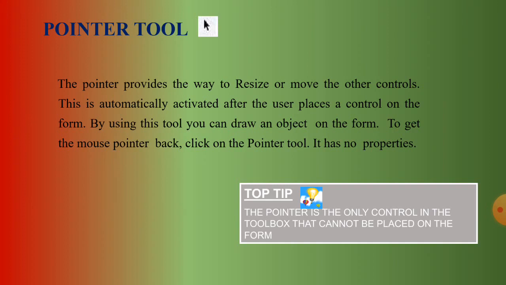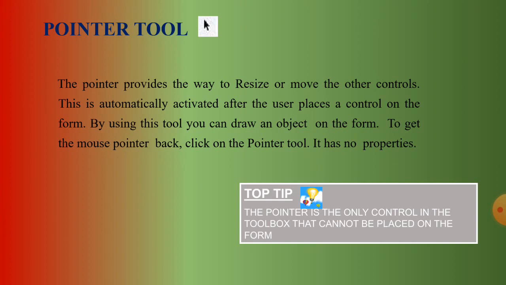This is automatically activated when the user places a control on the form. If you want to place a control on the form, we can use the pointer tool by double clicking it or by drag and dropping it in the form designer window. To get the mouse pointer back, click the pointer tool again. This pointer tool does not have any properties.